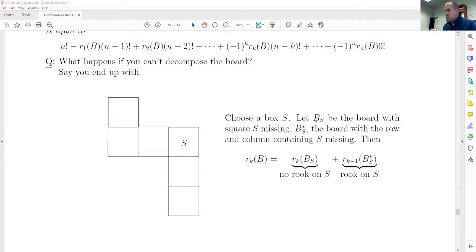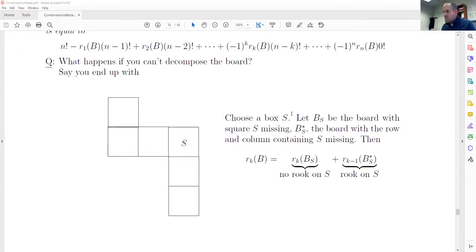You want to find a square where that happens. Essentially, B sub S is the board you get where you've decided, I am not going to place a rook there. If I don't place a rook there, then that square might as well be gone, and I might as well just be dealing with the decomposed board. So that's the thinking on B sub S: if I remove S, then I still have to place all the rooks on the other squares, and they're all available to me.